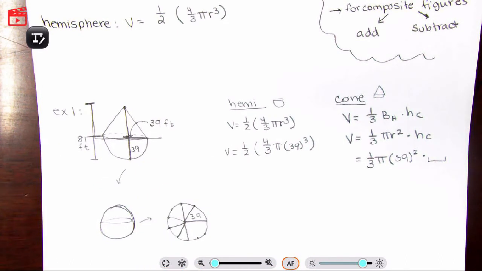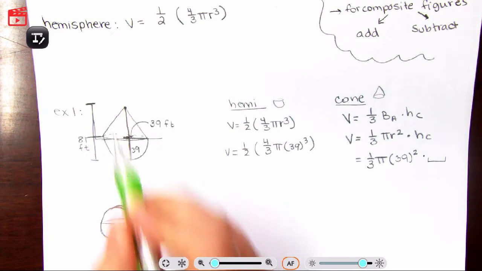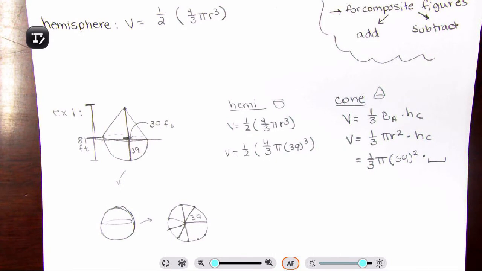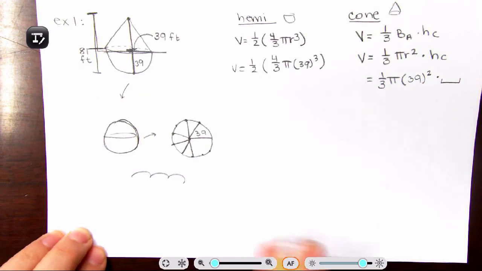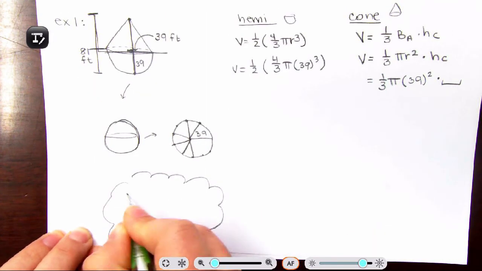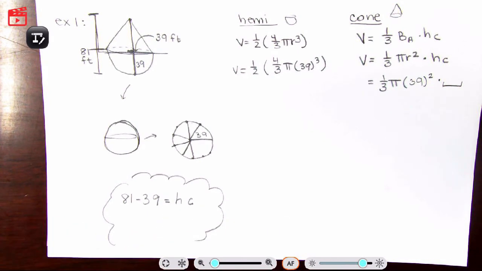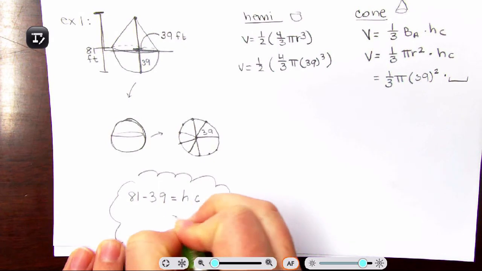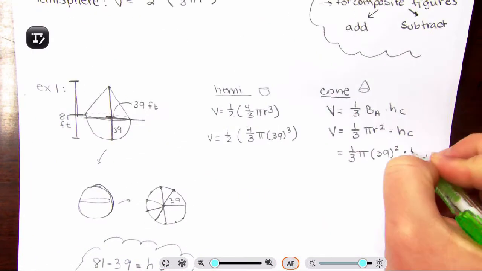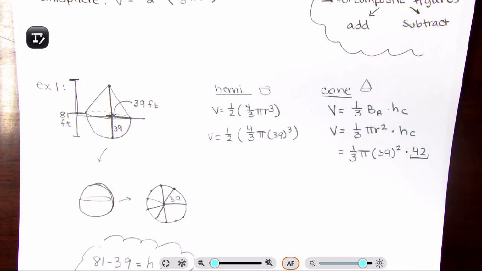Because that is 39 feet, above it is the height of the cone. So from the center point all the way up here, to find the height, I am going to remove, here's my thinking bubble down here, 81 minus 39, which will be the height of my cone. So what is 81 minus 39? That is 42. I'm going to bring that up here. That is 42 feet. And now I'm going to use my trusted calculator to find the volume.